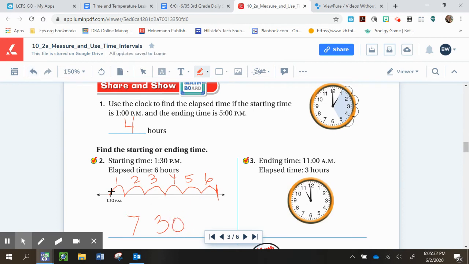All right. So ending time, 11 a.m., elapsed time, 3 hours. So we have to go backwards. Again, we can count backwards, okay? And so if our ending time is 11 a.m., I don't know why that's not marking. There we go. We can hop back 1, 2, 3 hours, and we would have started at 8 a.m., okay?